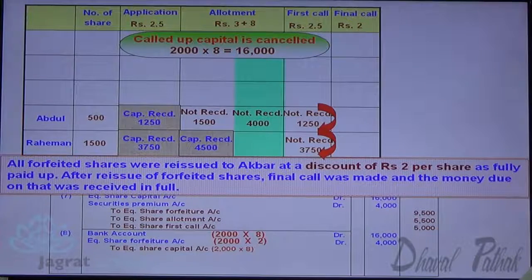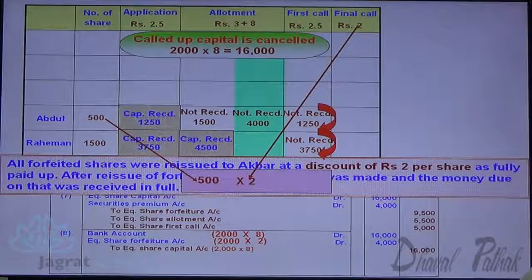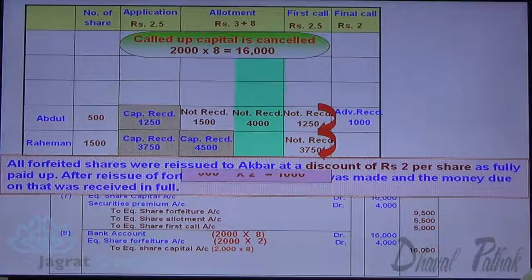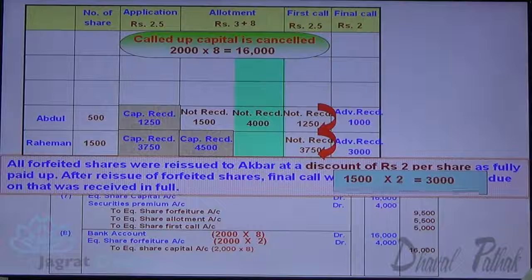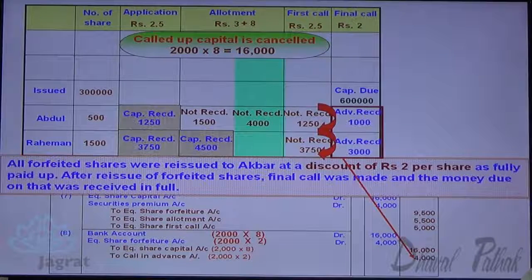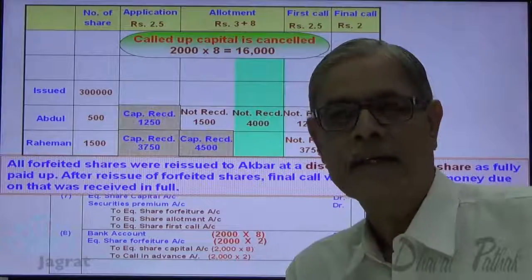To equity share capital account is to be credited with the called up amount that has been cancelled, 16,000, and on. This is the received in advance for 500 shares. On 1500 shares, 3,000 rupees has been received in advance. So this gets recorded as calls in advance. On 2,000 shares at the rate of ₹2 per share, 4,000 calls in advance account is to be credited. This is how reissue entry gets recorded.